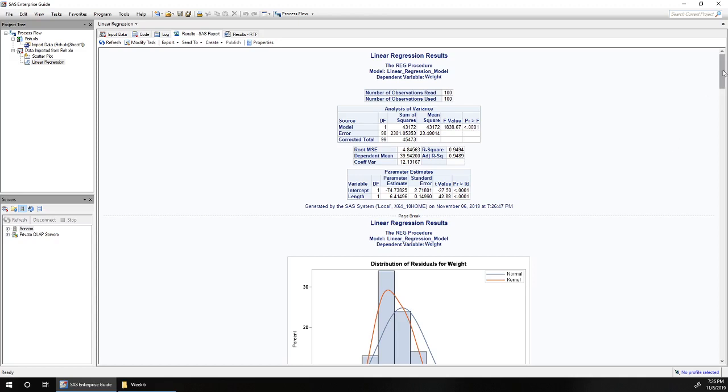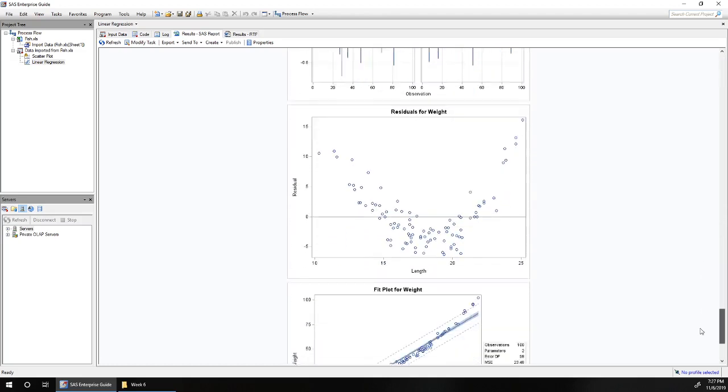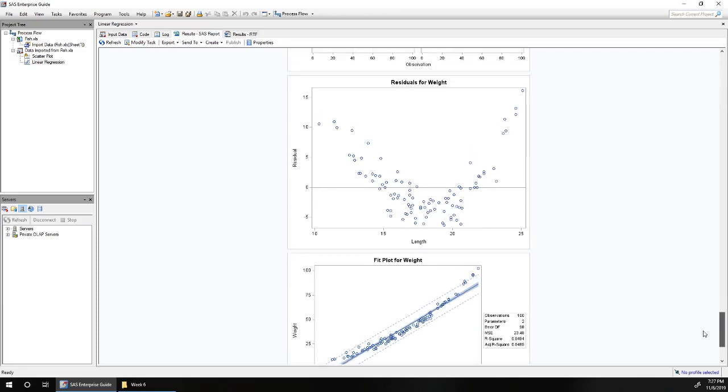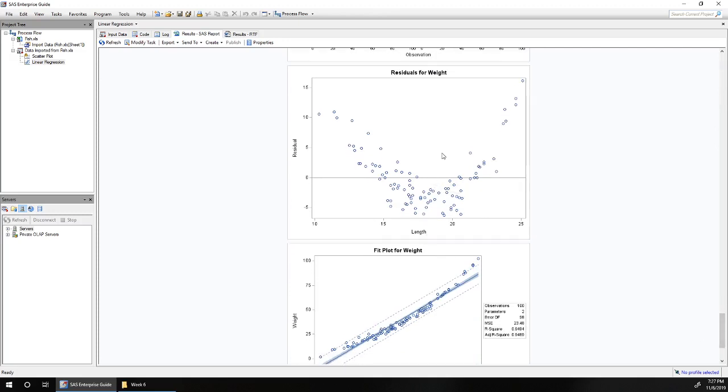So this model fits our data pretty well, but not nearly as well as we can. Not nearly as good as we can do. If we have a look all the way at the bottom, second graph from the bottom, we've got residuals versus length. So our residual, our leftover, is on the y-axis, and length, our x variable, is on the x-axis.